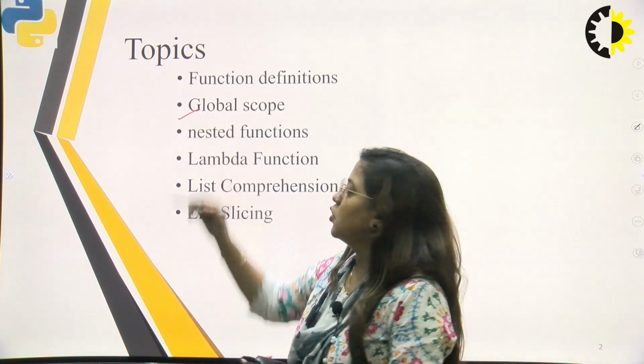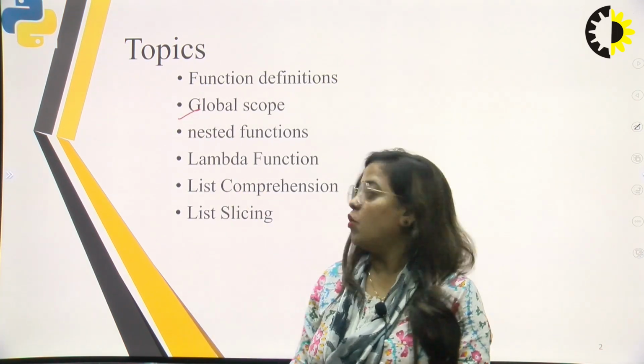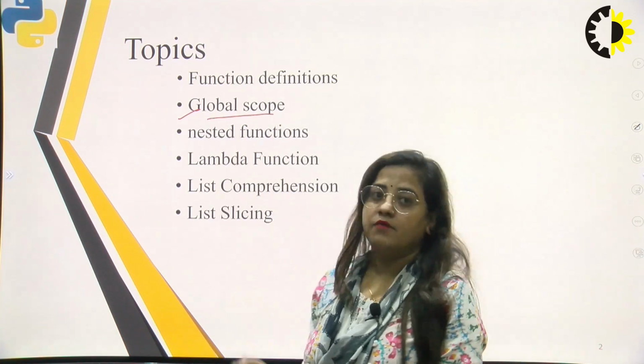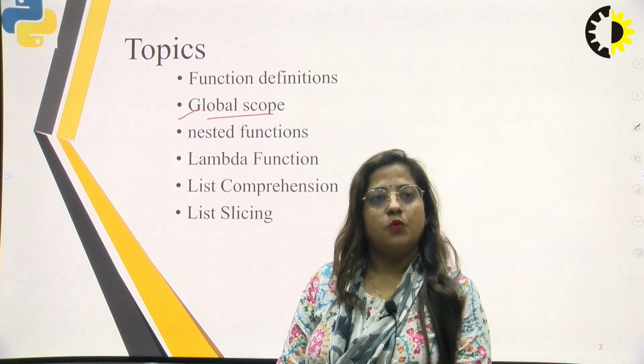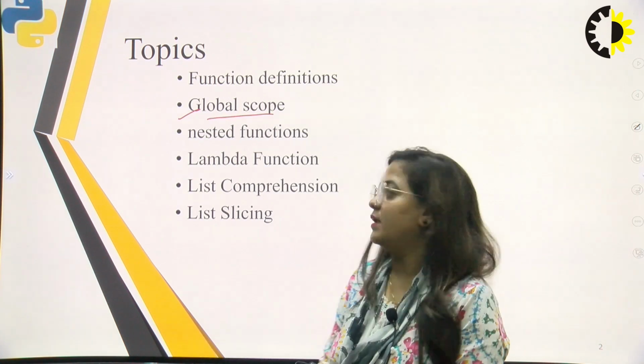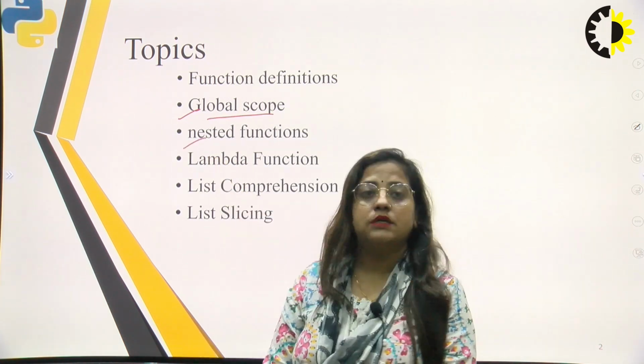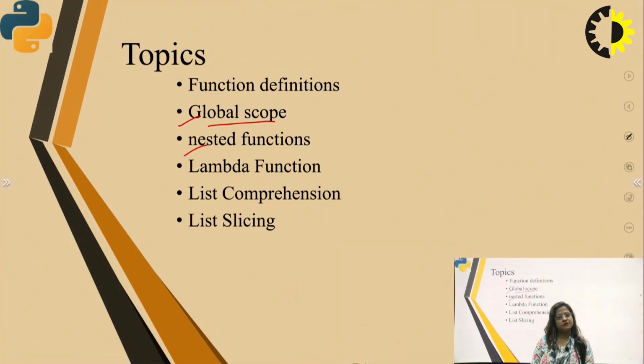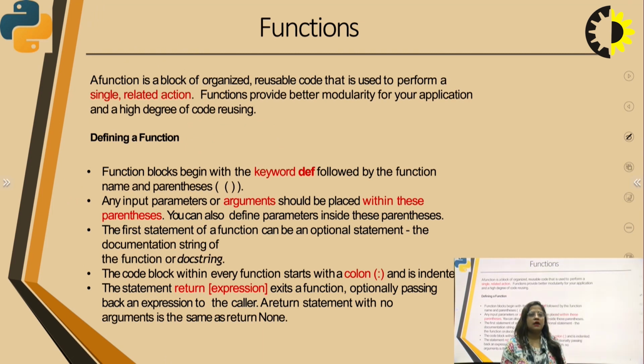Second one is global scope and local scope, means variables, types of variables and how to declare them locally and globally. Third one is nested function, what is a nested function. Fourth one is lambda function. Fifth one is list comprehension, and sixth one is list slicing. So let us start our first topic, that is function.